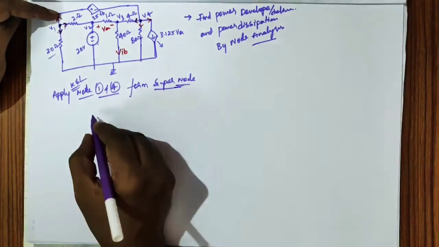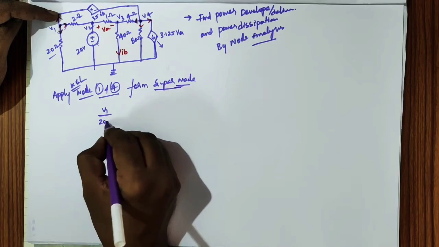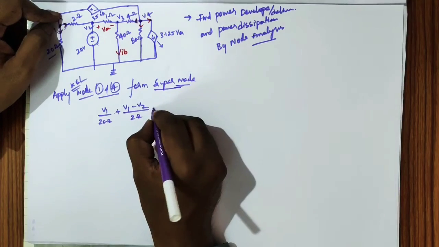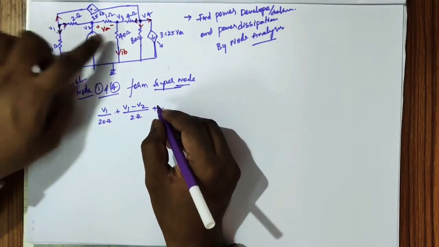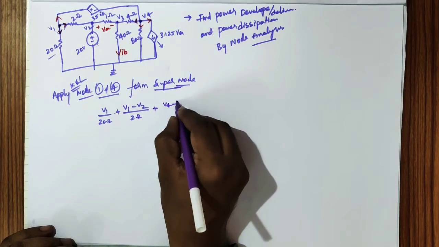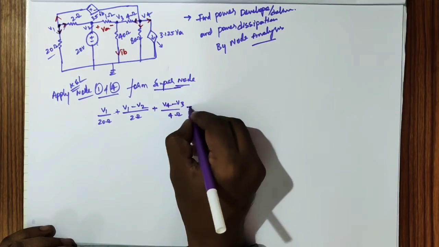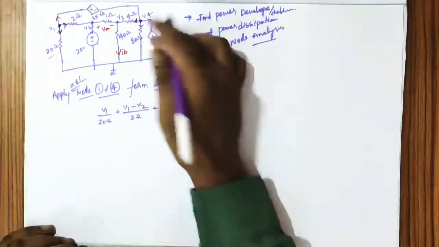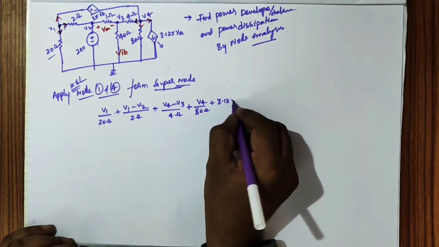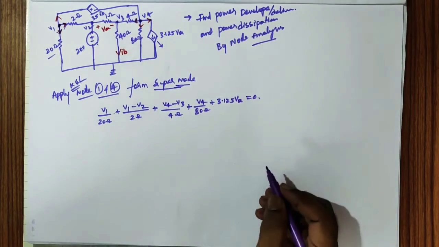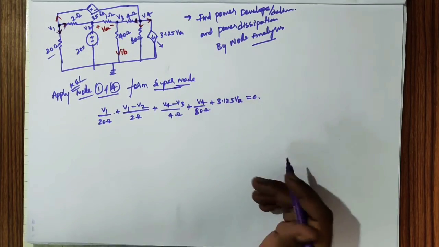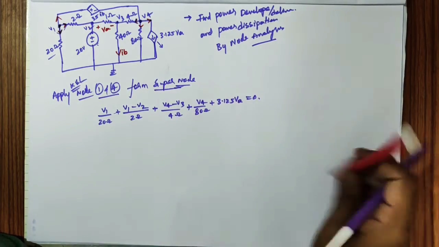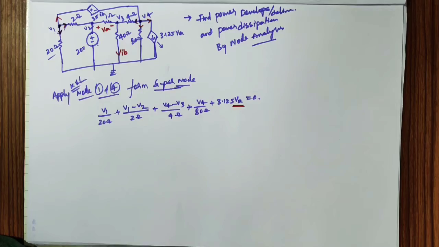The supernode equation at node 1 is given by V1 by 20 ohm plus V1 minus V2 by 2 ohm. This part is completed, and again at the other node we get V4 minus V3 by 4 ohm plus V4 by 80 ohm, and the current leaving is plus 3.125 VA, equal to 0. Okay, all of you got this equation. After getting the equation, it should be in V1, V2, V3 form. But here VA is there, which is not solved.